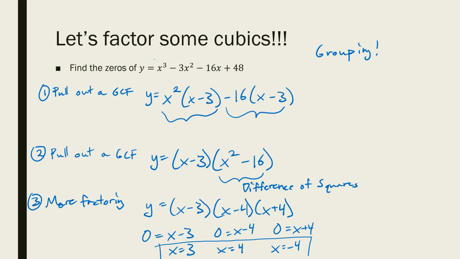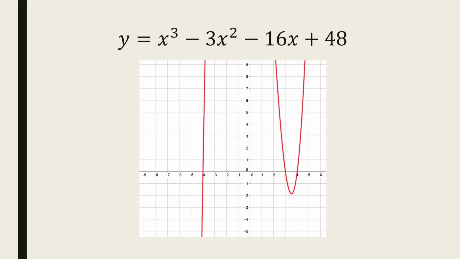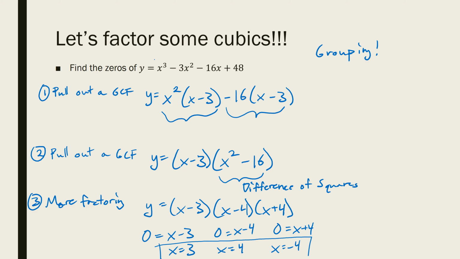And check this out. Look at the graph. Look at the graph. Negative 4, 3, 4. Marvelous. Those were the zeros that I thought they should be. That's what I solved for on this last slide.